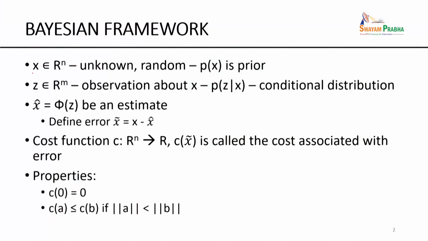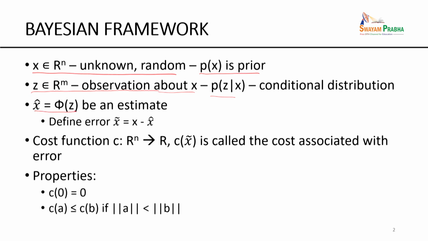So x is an n-vector which is unknown. Please understand the starting point of any Bayesian approach: the unknown is a random variable. If the unknown is a random variable, I am supposed to have some probabilistic information about it, the prior. So P of x is the prior distribution of x. That's the known knowledge with which I am coming into play. Then I conduct the experiment, Z comes out. Z has information about x, through a conditional distribution.